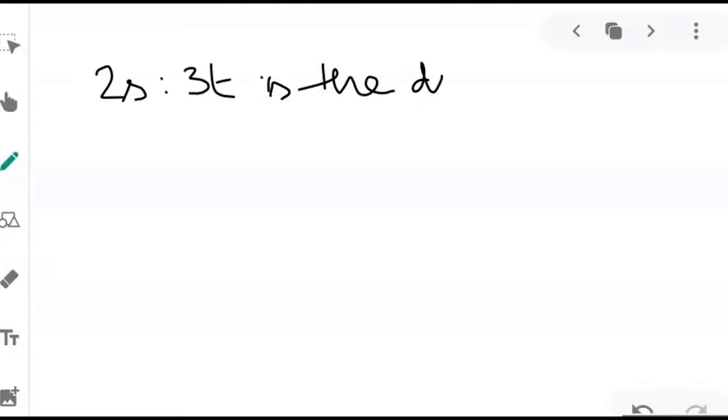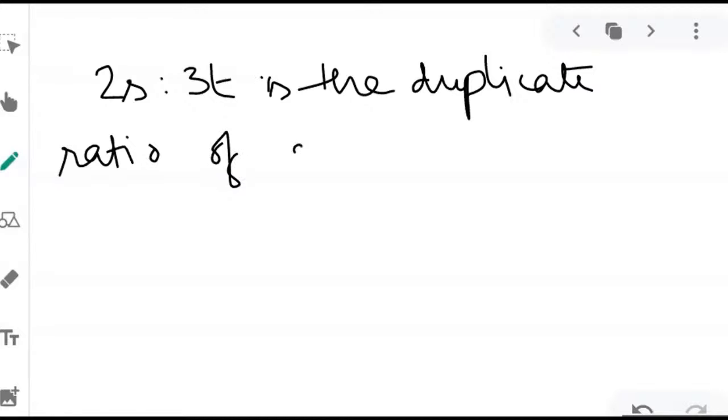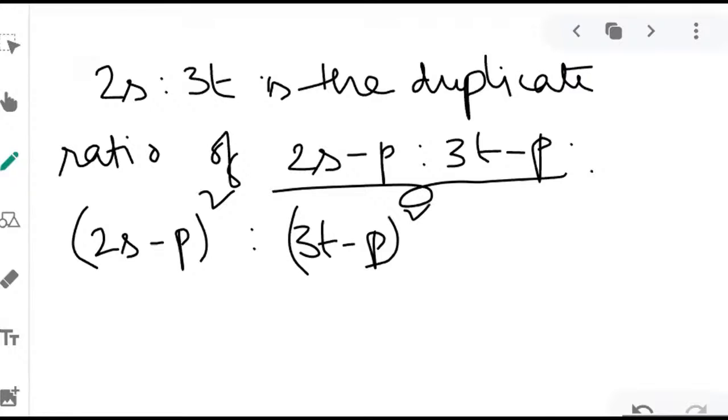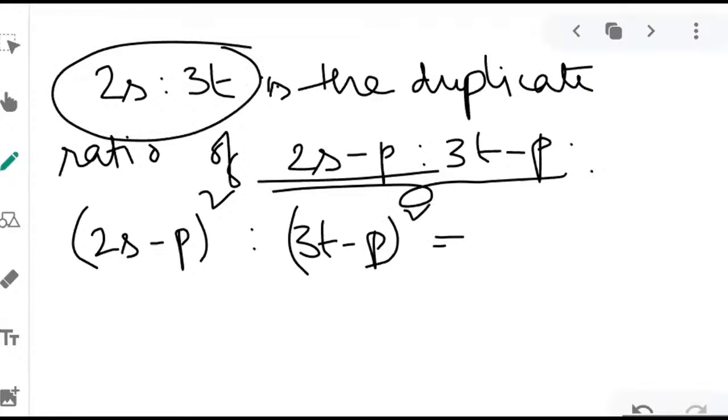Next, which question do we need to take? The 21st, ma'am. 2s is to 3t is the duplicate ratio of 2s minus p is to 3t minus p. He is asking the relation between p, s and t. So the duplicate ratio of this is 2s minus p whole square is to 3t minus p whole square. He's saying this is the duplicate ratio of this, so this is equal to 2s is to 3t.